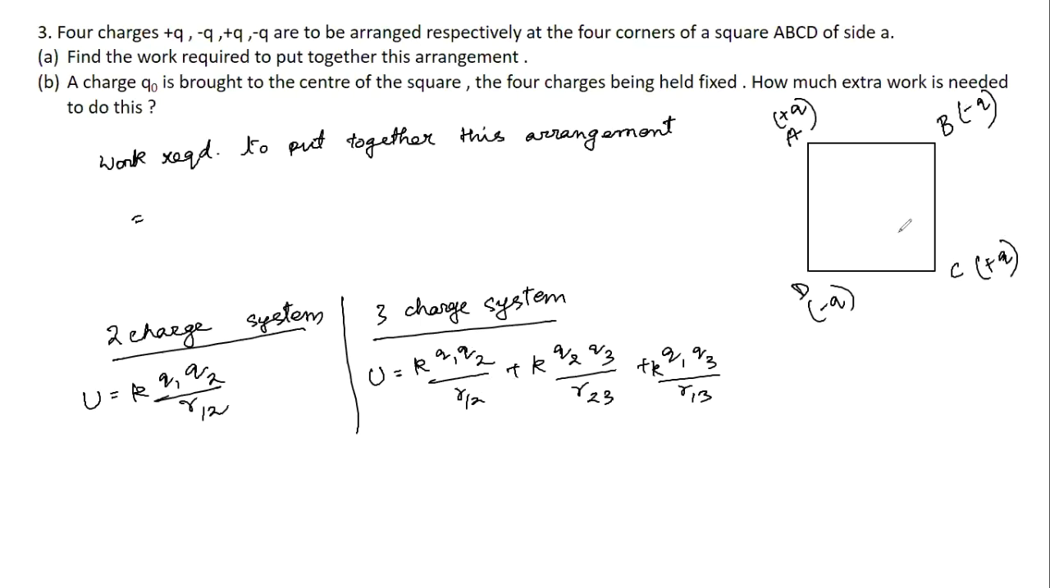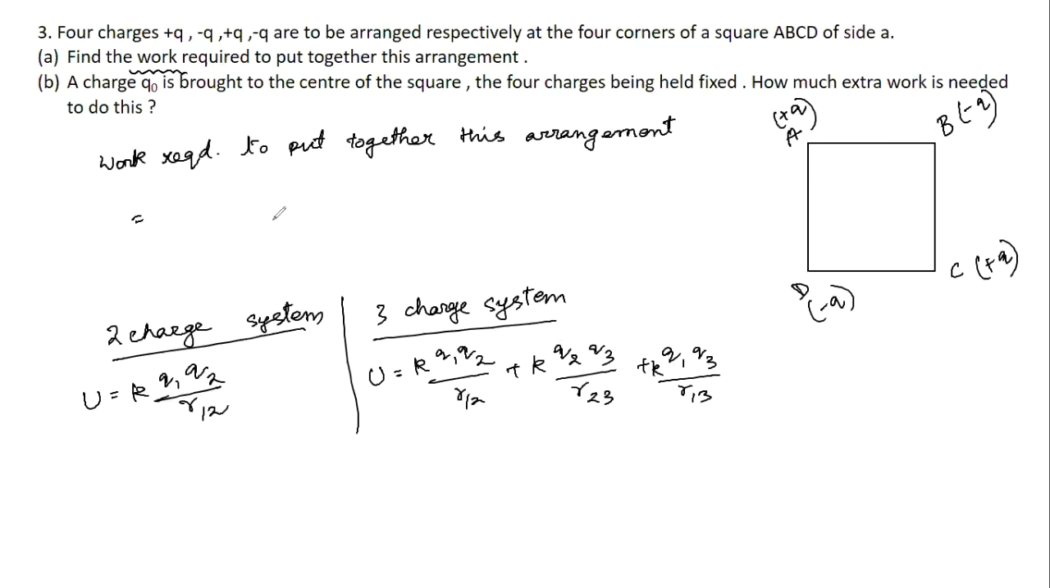Now this is a four charge system, so you will have six pairs: AB, BC, CD, DA, BD, and AC. You will have six individual terms. So when you add all those six individual terms, you will find the potential energy for such a system, and that will give you the work required to put together such an arrangement.